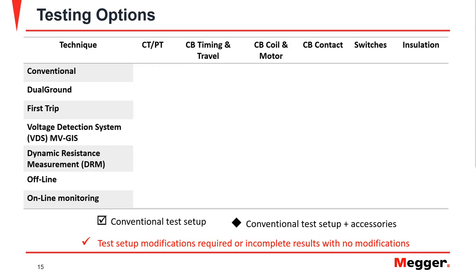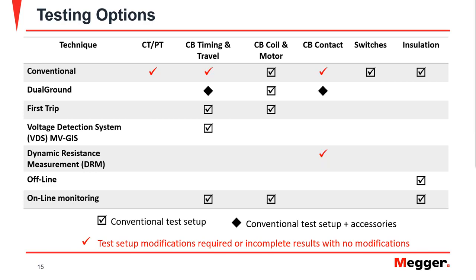A little bit of a summary to finalize this section. Here we have some techniques that are available to test different elements: CT, PT, circuit breaker timing and travel, the circuit breaker coil and motor currents, the contacts of the breakers or the switches, and the insulation. Then we have the conventional technique, the typical ones that we know, then the dual ground, first strip, which is a technique for breakers, and other techniques like the voltage detection system. By the way, that one is for medium voltage GIS. Here we are talking about high voltage GIS, but I wanted to mention it because it's another easy way to test medium voltage GIS. And then dynamic resistance measurement, and offline and online monitoring or testing.